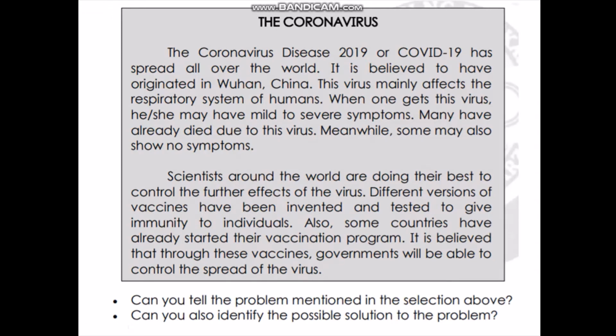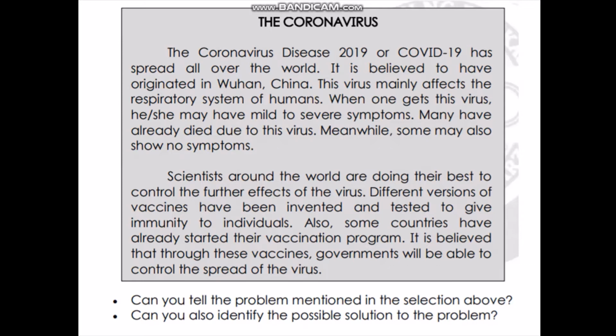So I have here a text. Let's read it. The coronavirus. The coronavirus disease 2019 or COVID-19 has spread all over the world. It is believed to have originated in Wuhan, China. This virus mainly affects the respiratory system of humans. When one gets this virus, he or she may have mild to severe symptoms. Many have already died due to this virus. Meanwhile, some may also show no symptoms.